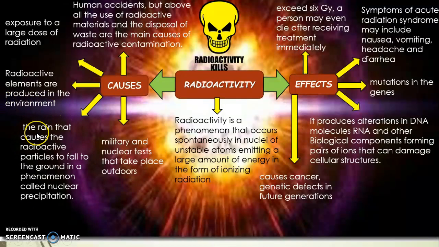Number 4: the event that causes the radioactive particles to fall to the ground in a phenomenon called nuclear precipitation. Number 5: military and nuclear tests. They take place outdoors. Now, the effects.